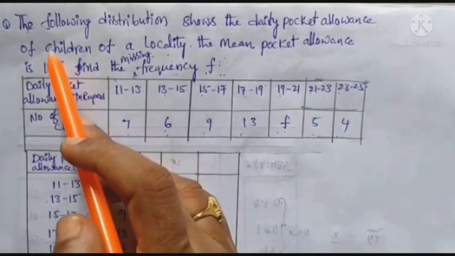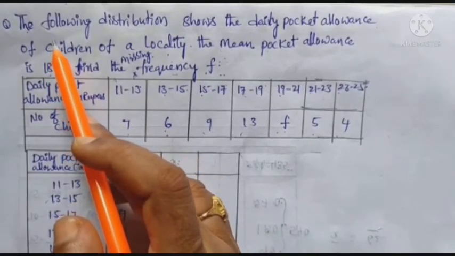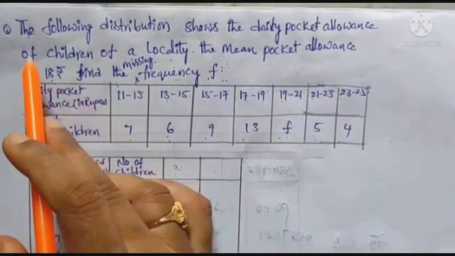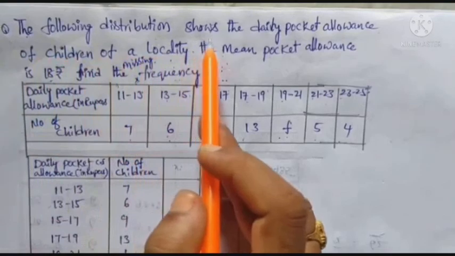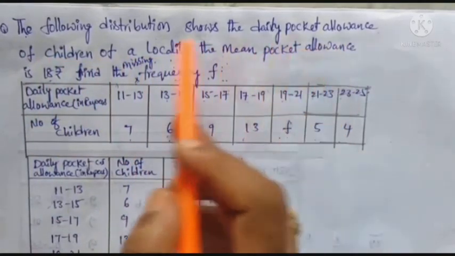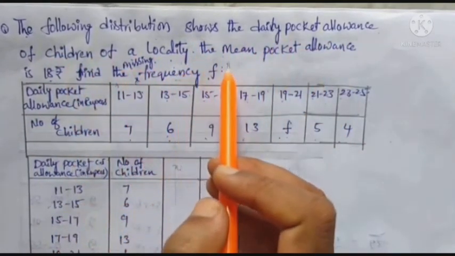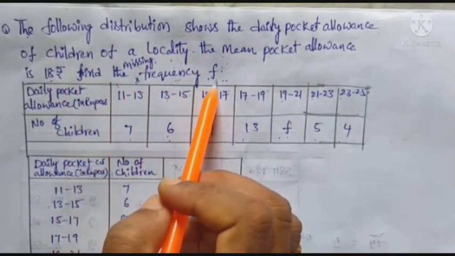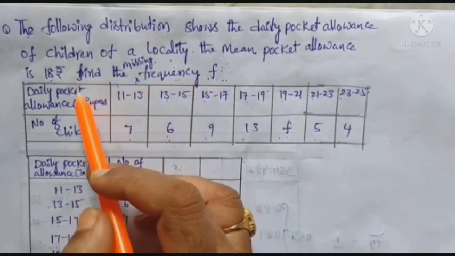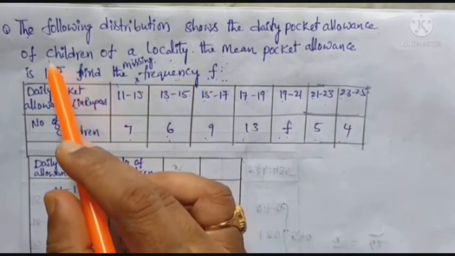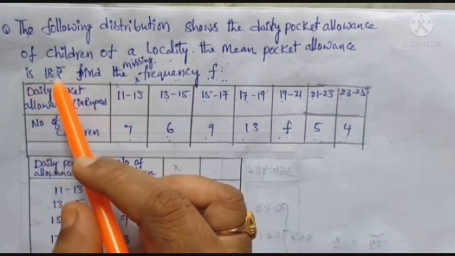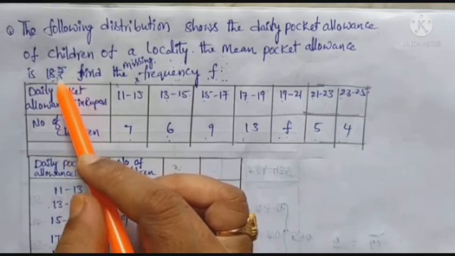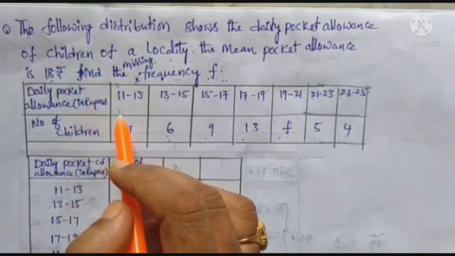Next, we take a problem in exercise 14.1 and solve it. This is a very important problem. The following distribution shows the daily pocket allowance of children of a locality. The mean pocket allowance is 18 rupees. Find the missing frequency f. Here we can observe the mean value is already given: 18 rupees. So we observe this table.